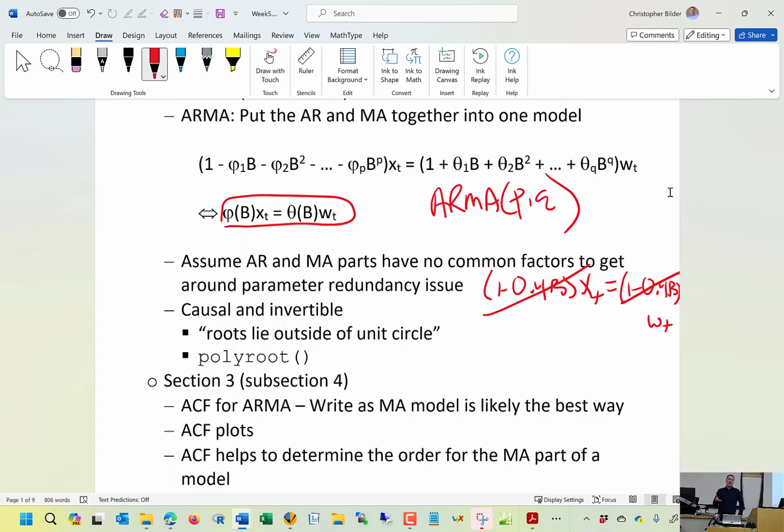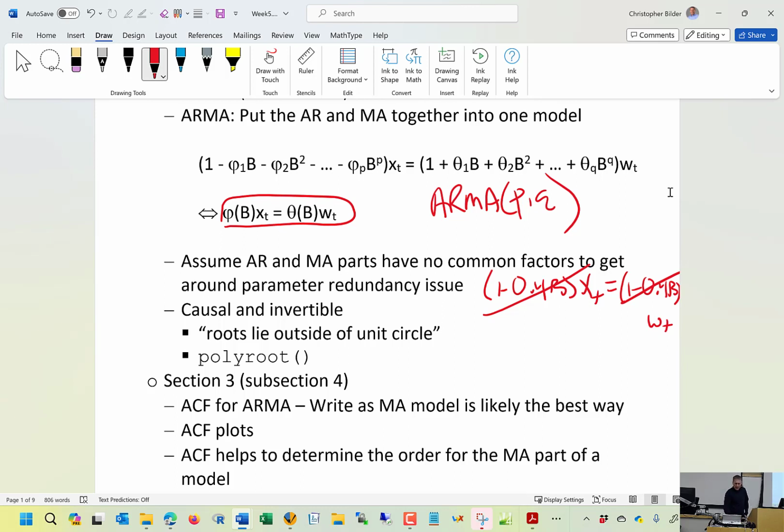So this is a simple assumption that we have to make. It's not that big of an assumption in the end. Again, there's an infinite number of possibilities of what phi 1 could be and what theta 1 could be. And so to not have them be exactly the same, it's not a big deal.